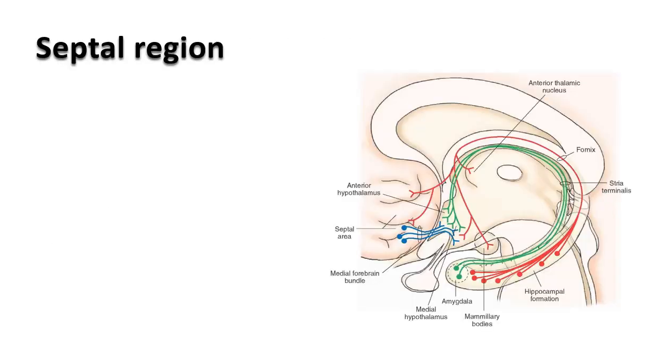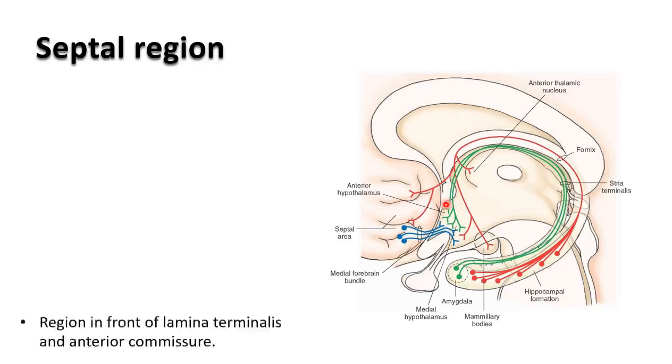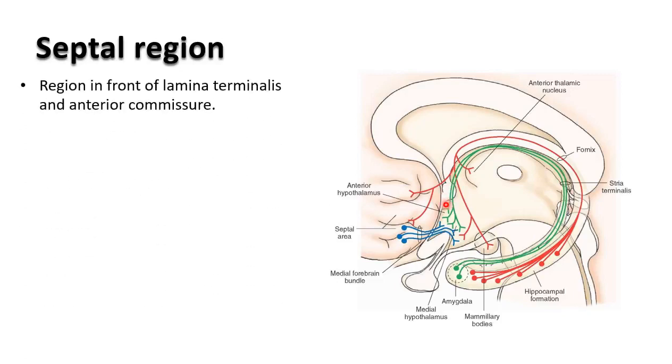So now coming to the septal region. This region is called the septal region, which is present anterior to the lamina terminalis and anterior commissure. Okay, so lamina terminalis and anterior commissure, you are able to see mainly two vertical sulci here. They are called the para-olfactory sulci, anterior and posterior para-olfactory sulci.